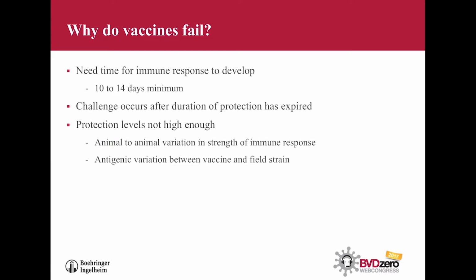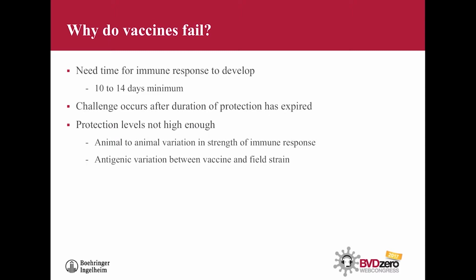When we look at why vaccines fail, there are several reasons. One is the vaccinated animal needs time for the immune system to respond and develop a protective immune response, and this takes 10 to 14 days minimum. If the challenge occurs after the duration of protection has expired, a vaccination program will fail.